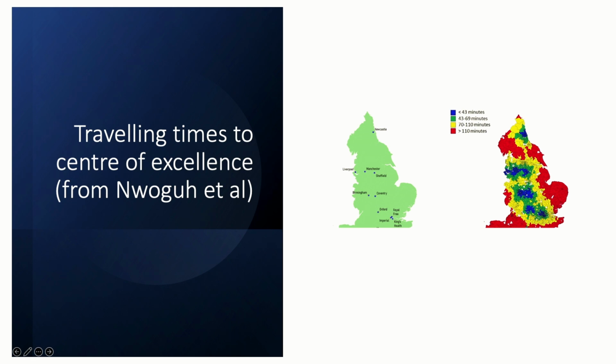And so we looked at the driving time, and as you can see on the right, the areas in red are people that live in a place where it takes a long time to get to a centre of excellence. So there are quite a lot of those, and as you can see, the centres of excellence are in a big swathe up the centre of the country. So on the peripheries in the east and west, it takes a long time to get there.